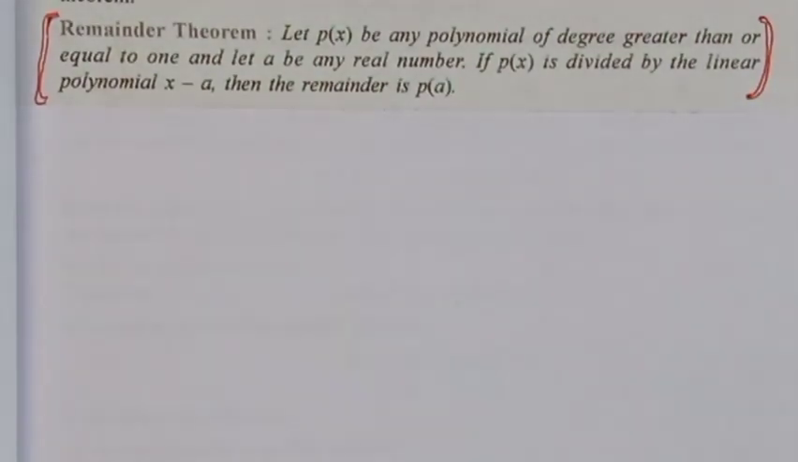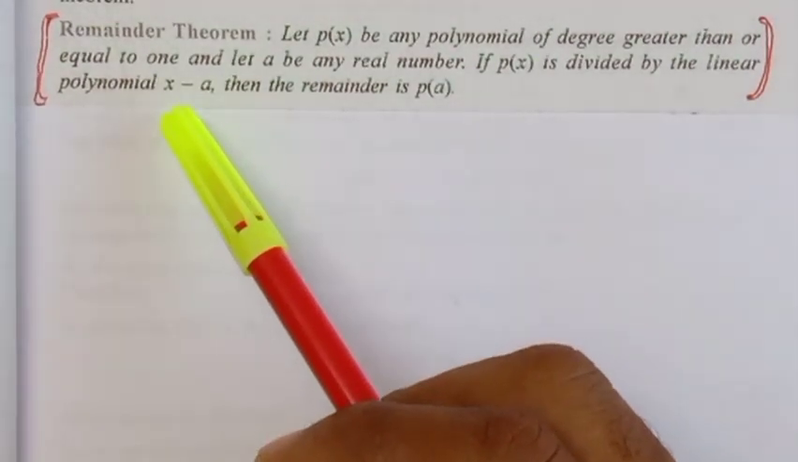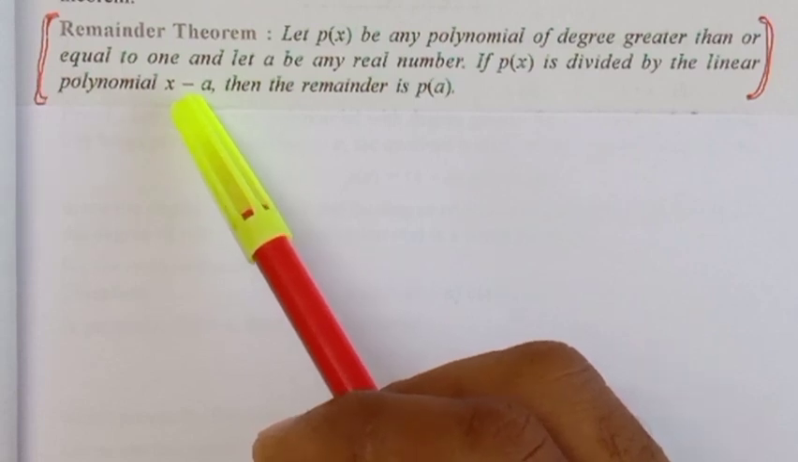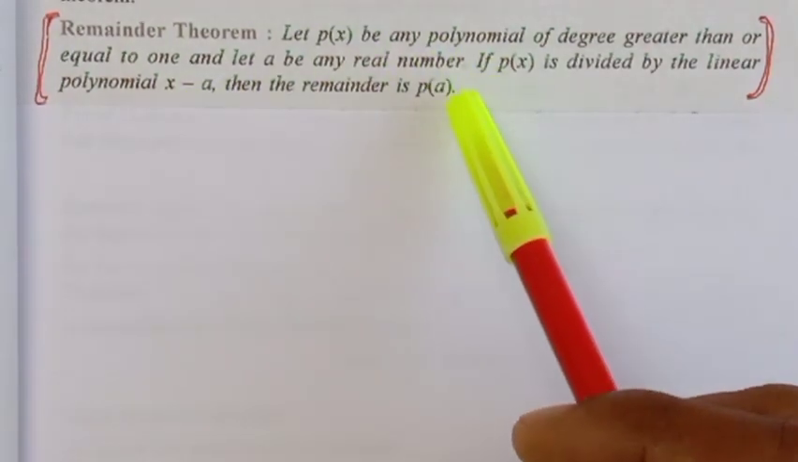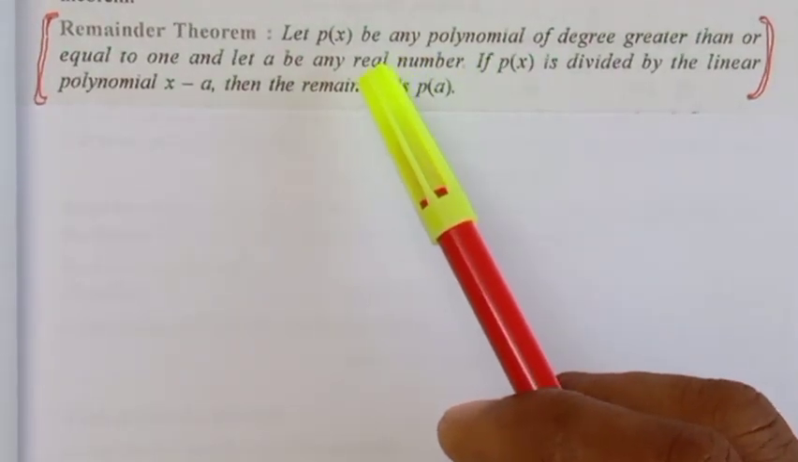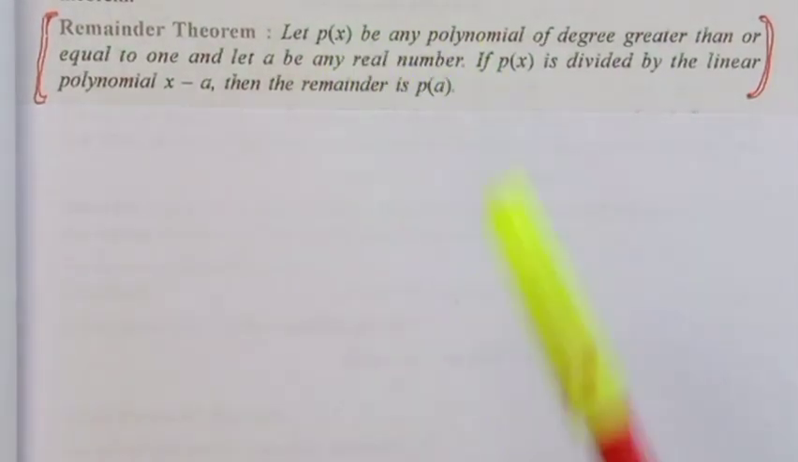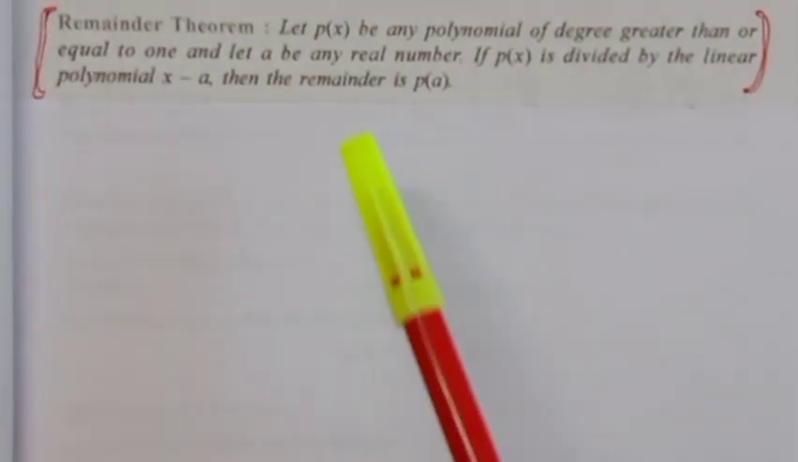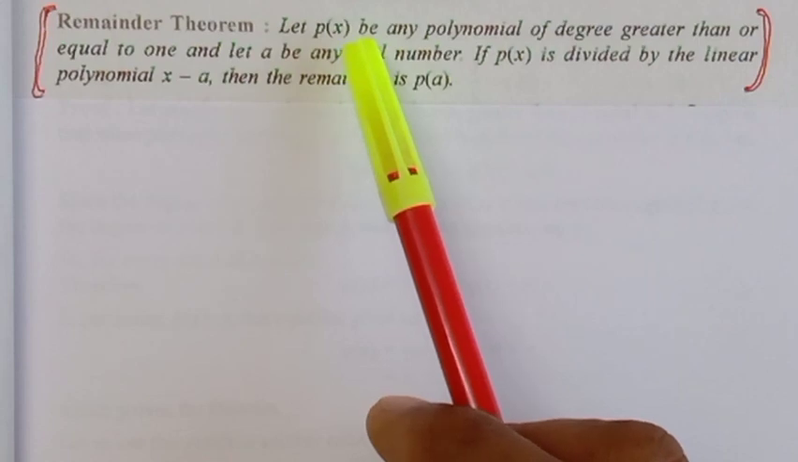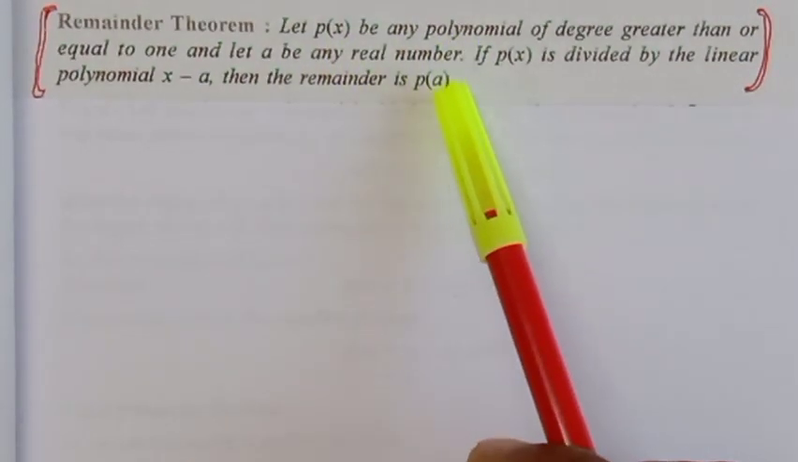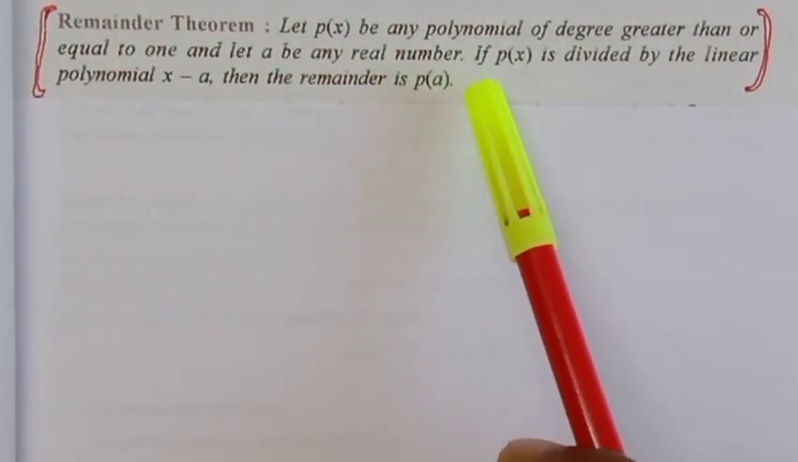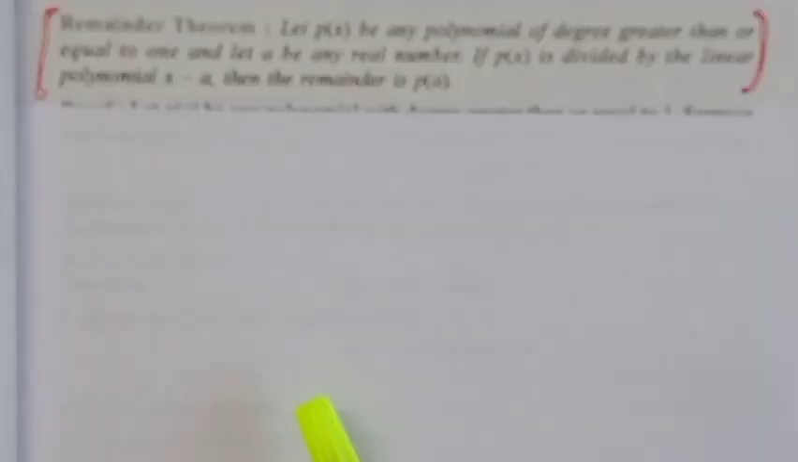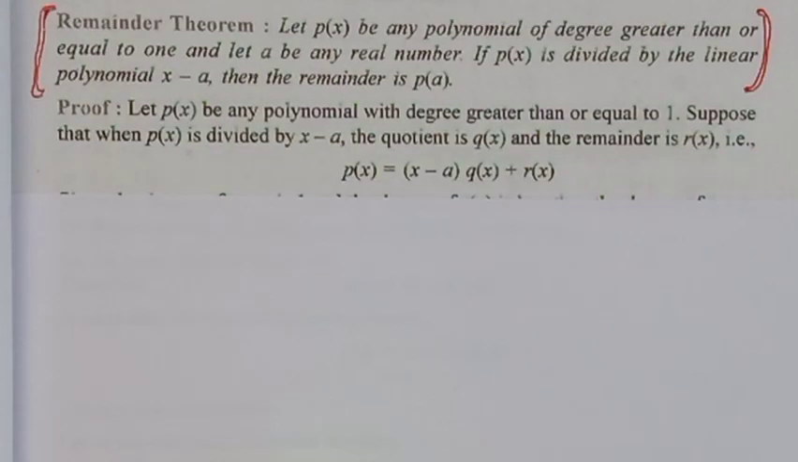As per this statement, when we substitute the value of x of the linear polynomial in the polynomial p of x, we will be getting p of a. The p of a value is equal to the remainder. So we will move on to the proof of this theorem.